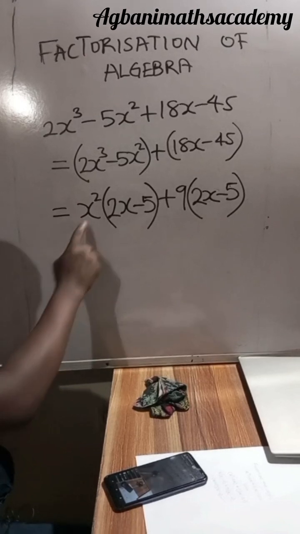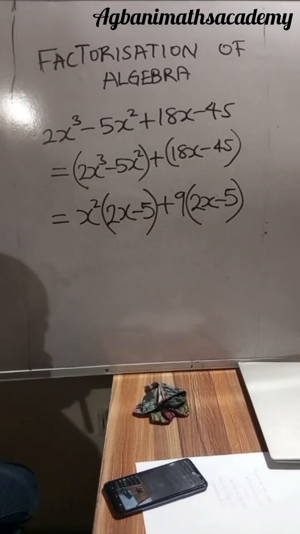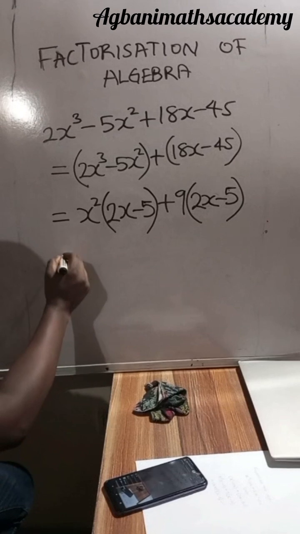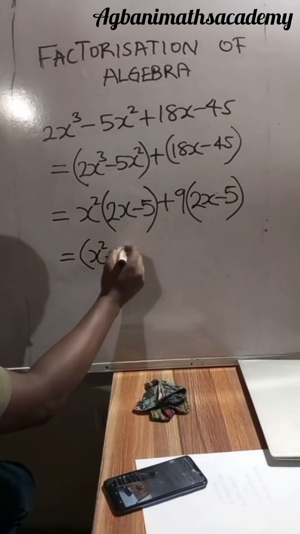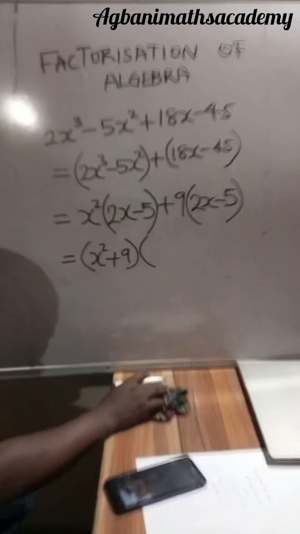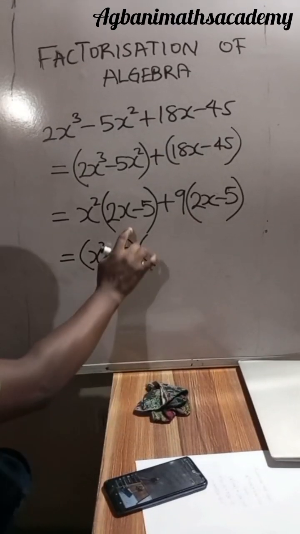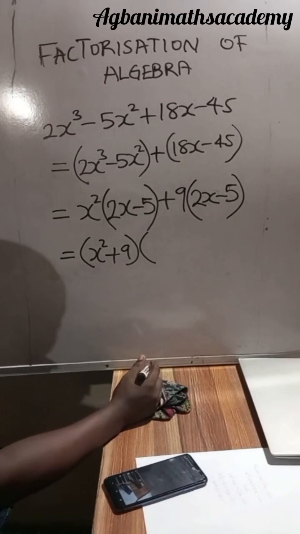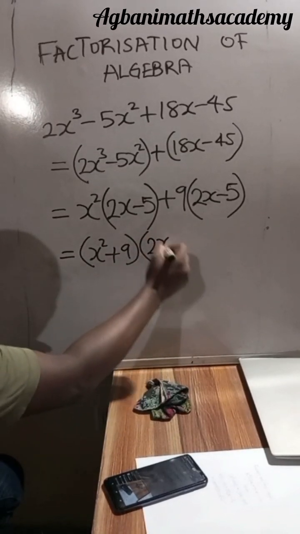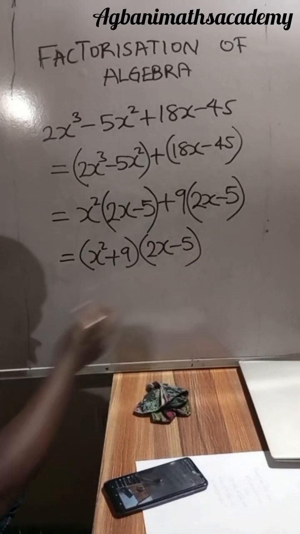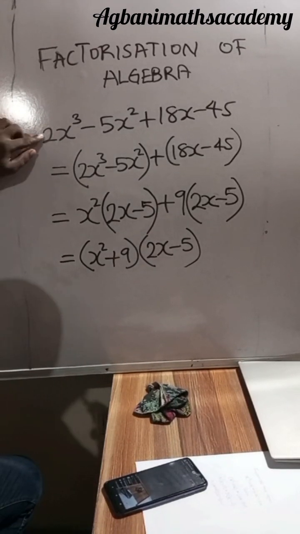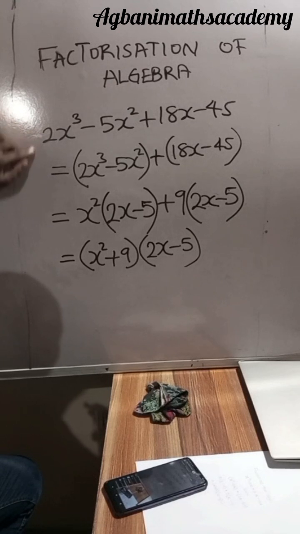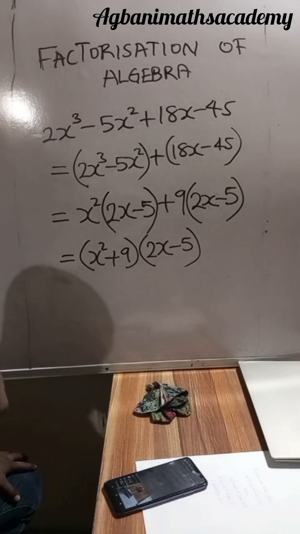Next thing we're going to do is the values outside the bracket, we put them in one bracket. So let's do that. X squared plus 9, and then we pick one of the two similar values, 2x minus 5. So what we have done is we have factorized this algebraic expression to become this. I guess it's very easy.